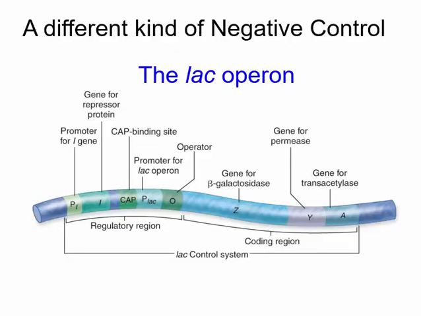All right, so let's look at a different kind of negative control. This is still negative control, but we'll see how this is different from the trp operon. And so this example uses the lac operon. And so the lac operon has to do with lactose metabolism in E. coli and other prokaryotes.